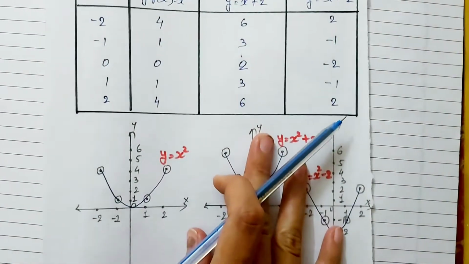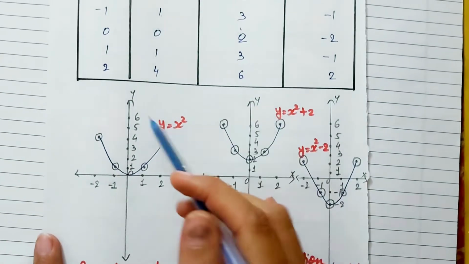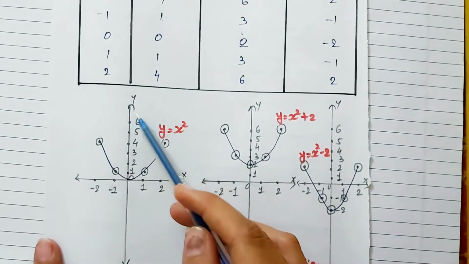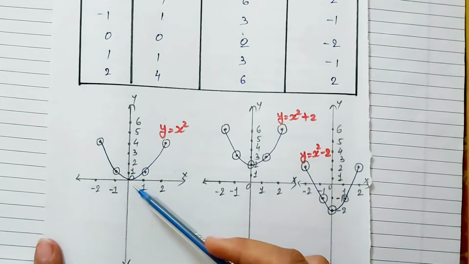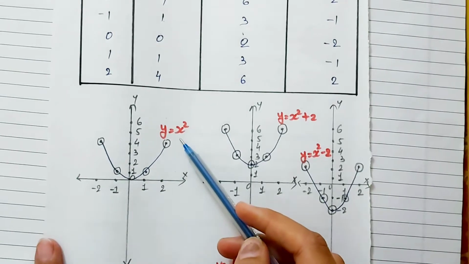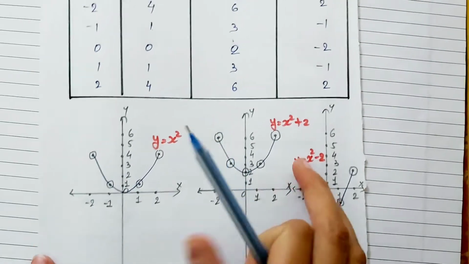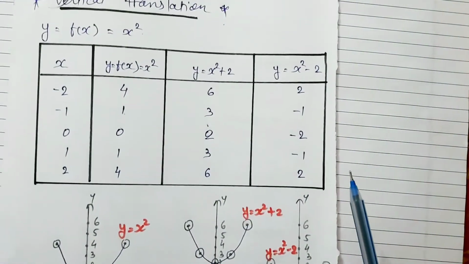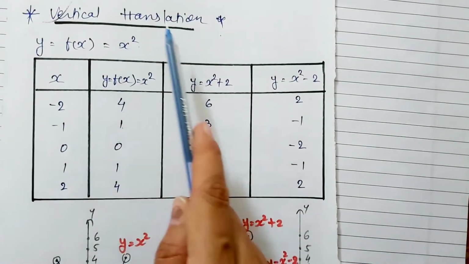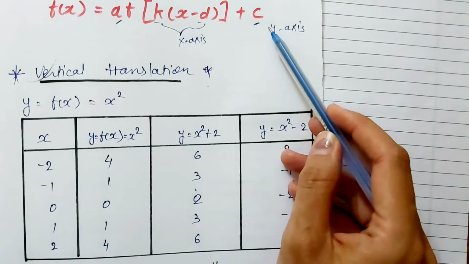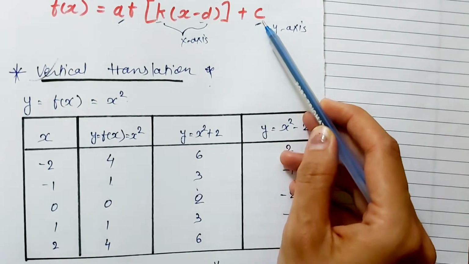So I have just plotted this particular function. Just focus on what I'm telling you right now, this function. I have plotted all the points and the function looks something like this. This is the parent function. There is no transformation here. Now I'm going to apply some transformation. We are talking about vertical translation, which means the value of c, something that has to do with the y-axis.